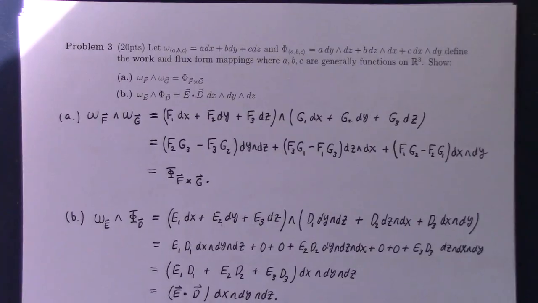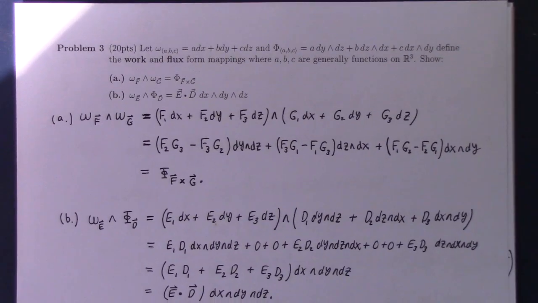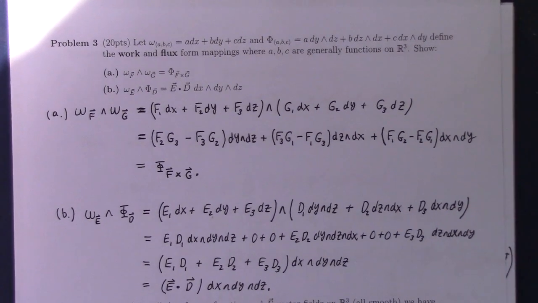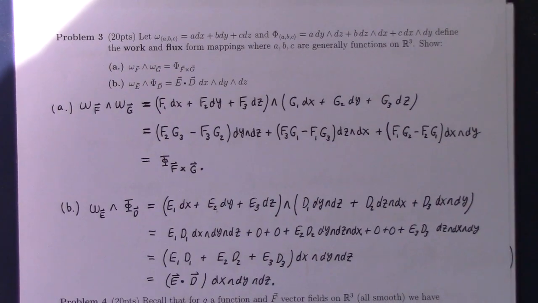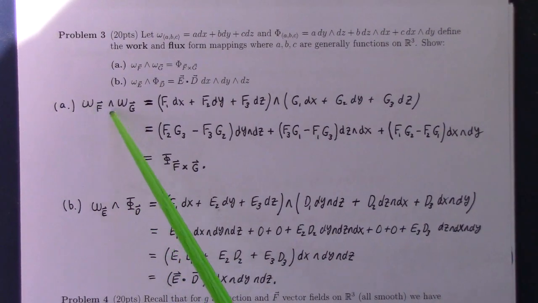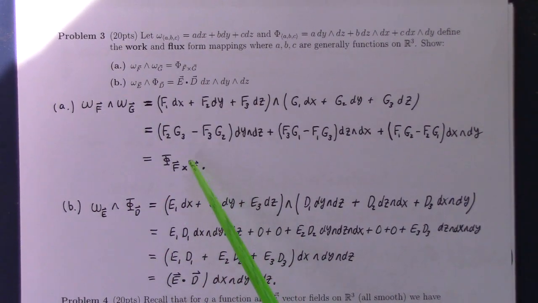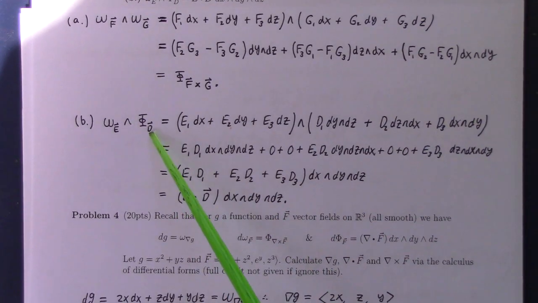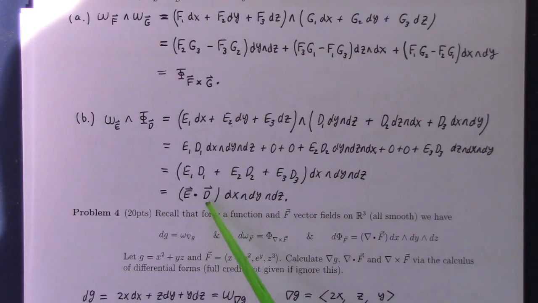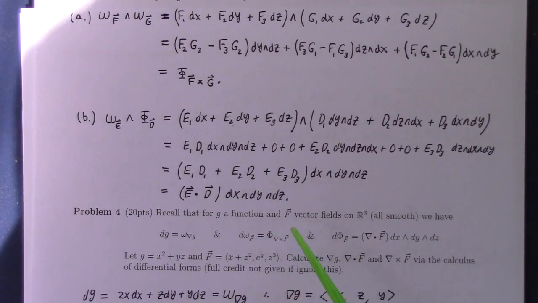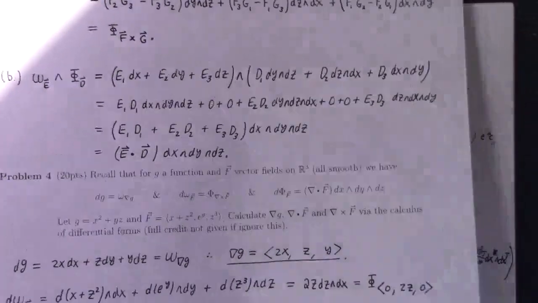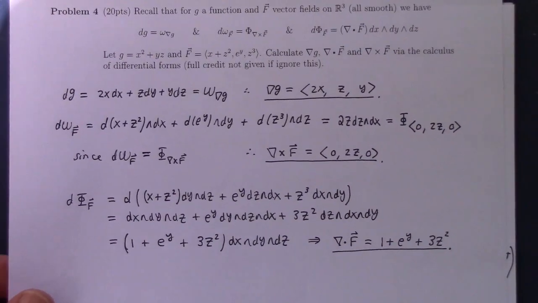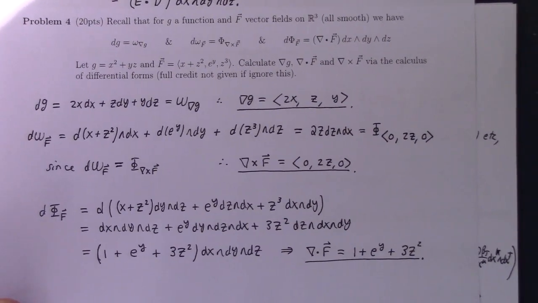Now, problem 3. I like this question. It's not particularly tricky. Pretty much just need to recognize that when we take the wedge product of the work forms, we get the flux form of the cross product. And when we take the wedge product of the work form with the flux form, we end up with a dot product of the vectors involved. This one here, again, you follow instructions, not that complicated.